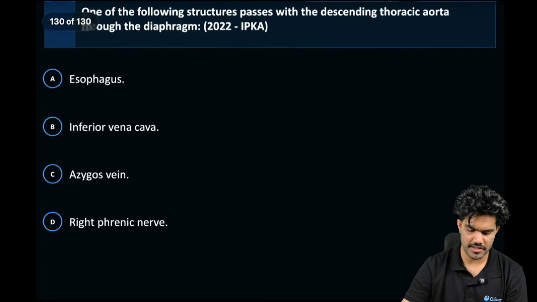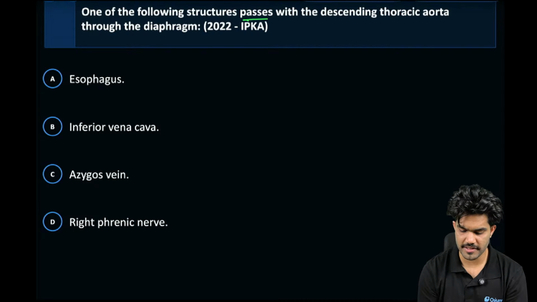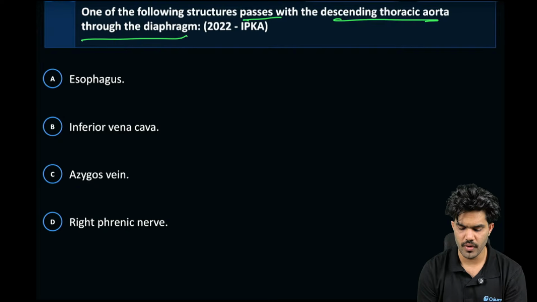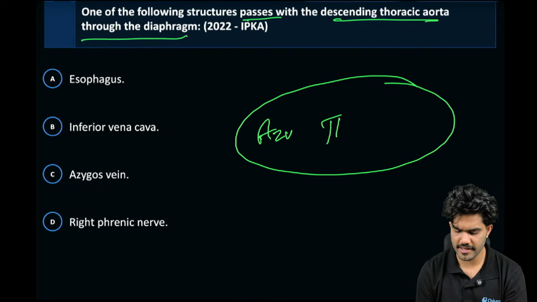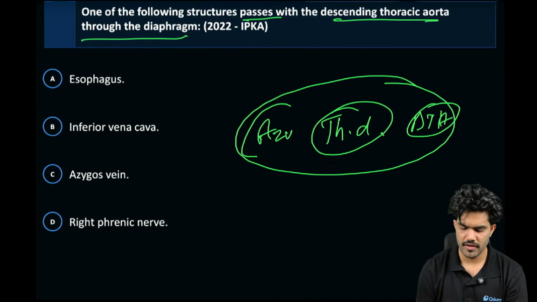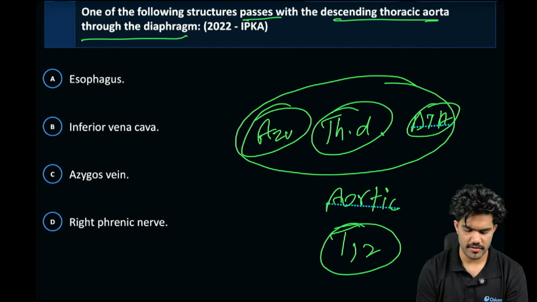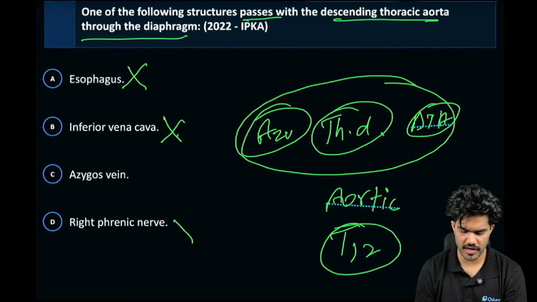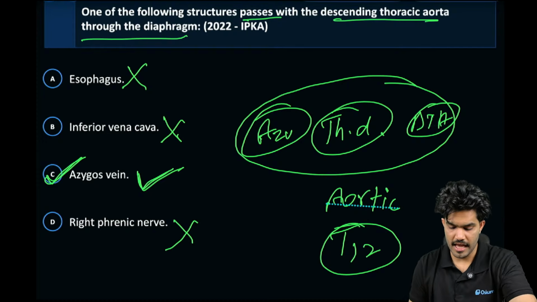Now, the next question and the last question, guys. One of the structures passing with the descending thoracic aorta through, again, esophagus, thoracic duct, and descending thoracic aorta. Which is present in the aortic opening, which will be at T12? Esophagus? No. Phrenic? No. Right phrenic? No. Only esophagus.